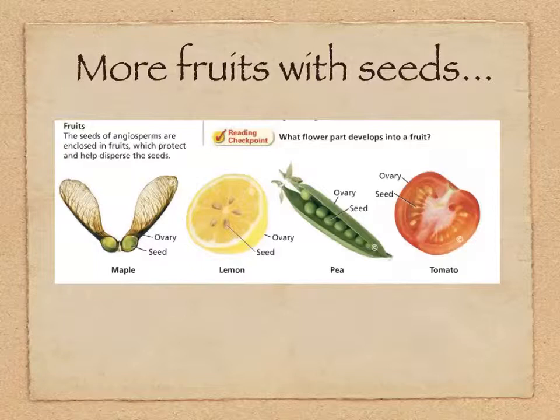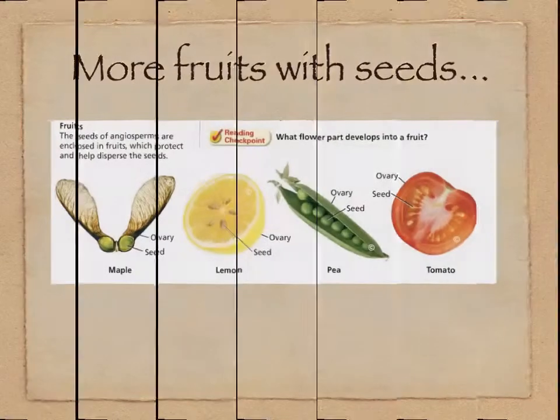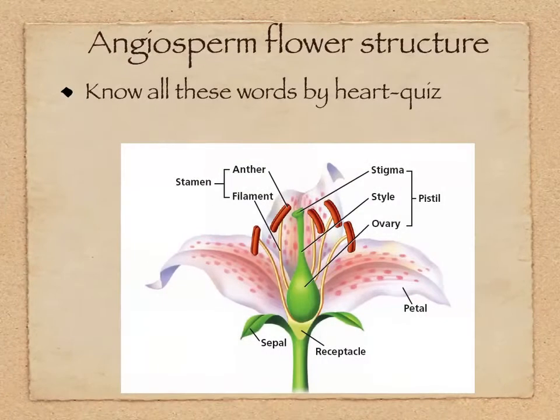Lemons are fruits, as are peas and tomatoes. And if you see a seed inside of something, likely it is a fruit. Even cucumbers. Avocado, yeah. Corn. Yeah.